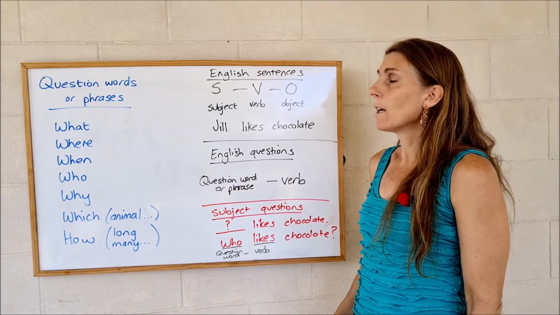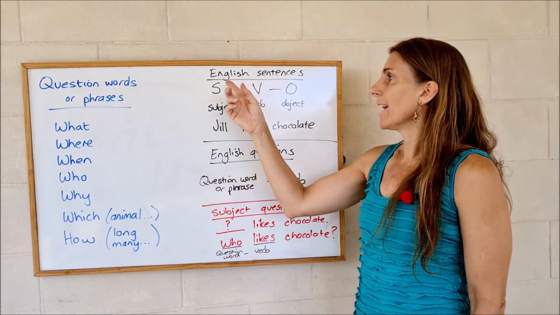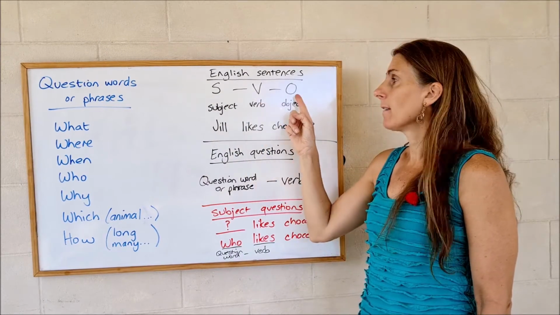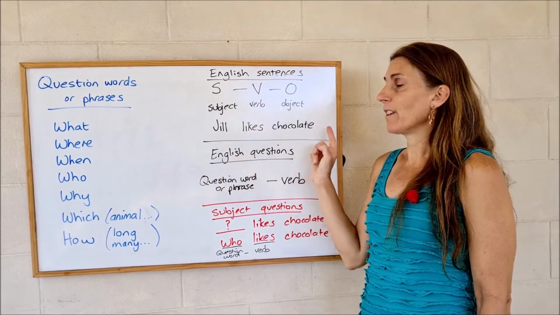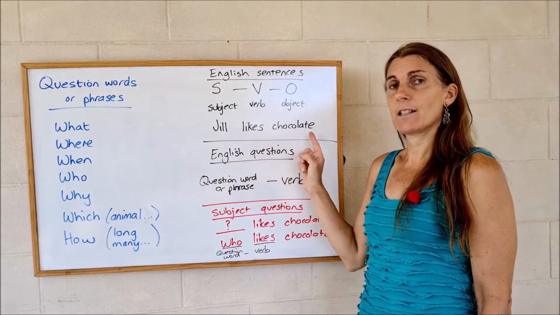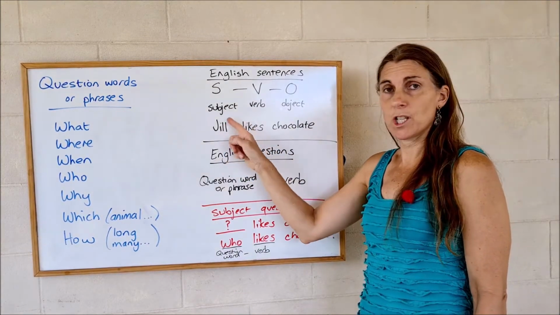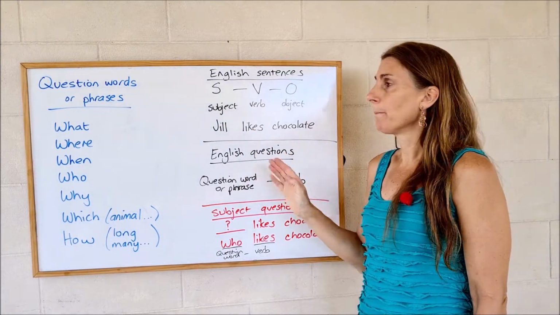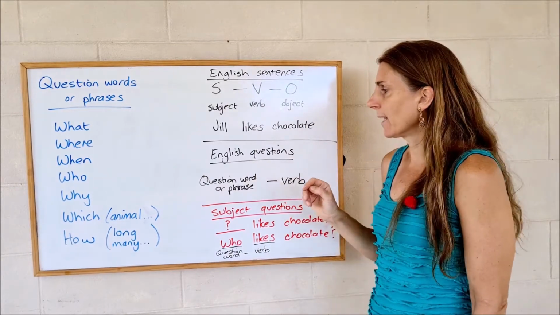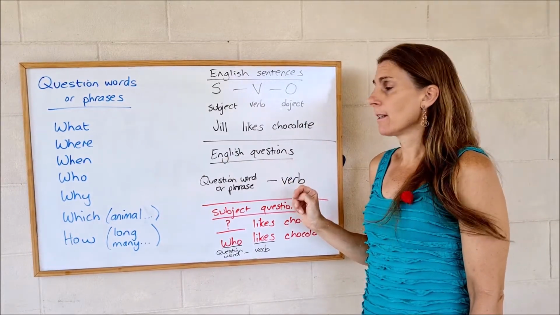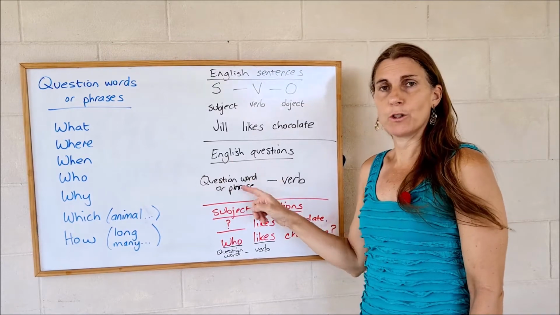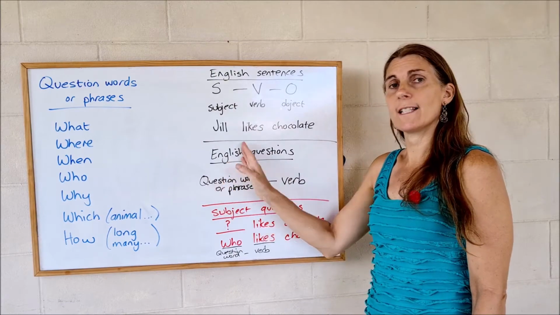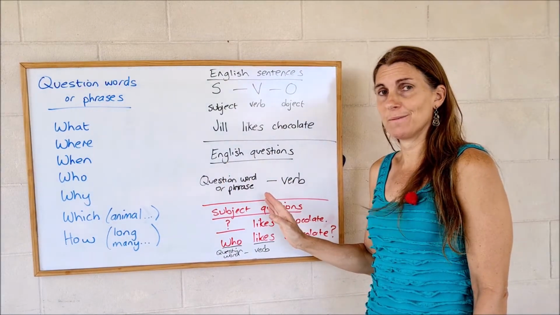Okay. So our basic structure of an English sentence is we have a subject, verb, then an object. Here we have an example. Jill likes chocolate. Jill is the subject of the sentence, likes is the verb, and chocolate is the object. Basic English sentence structure. In English questions, we start with the question word or phrase, and this is followed by a verb. So question word or phrase, then verb in a question.